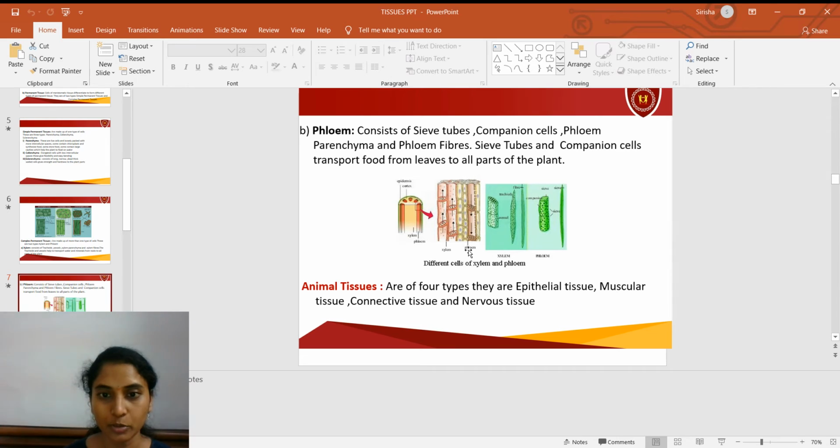Phloem consists of sieve tubes and companion cells. These are sieve tubes, these are companion cells, and these transport food from the leaves to all parts of the plant.